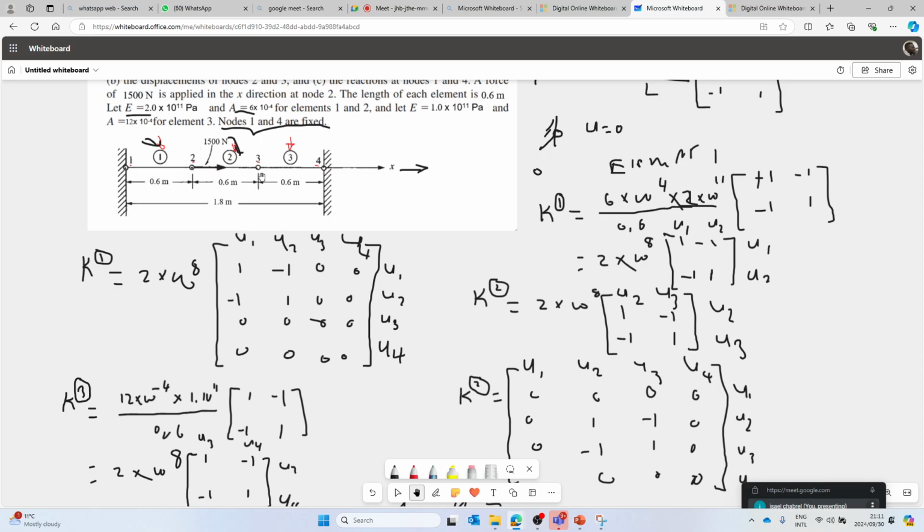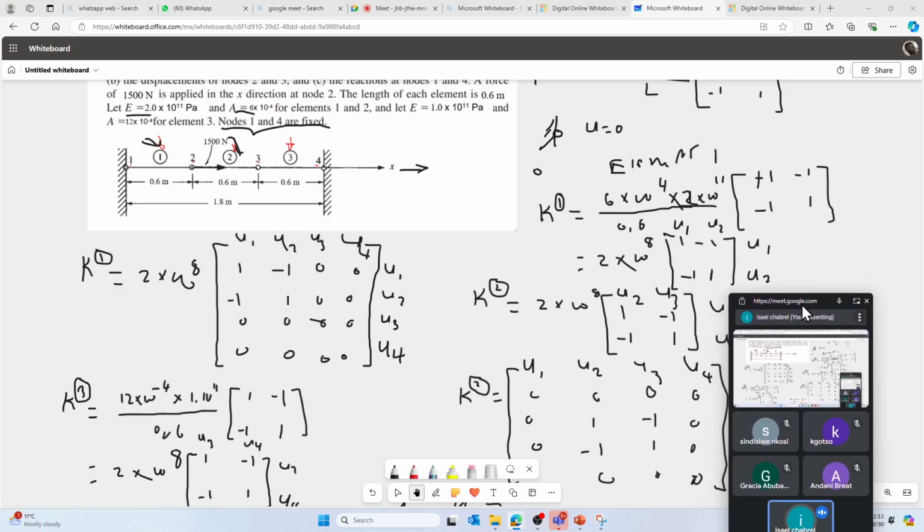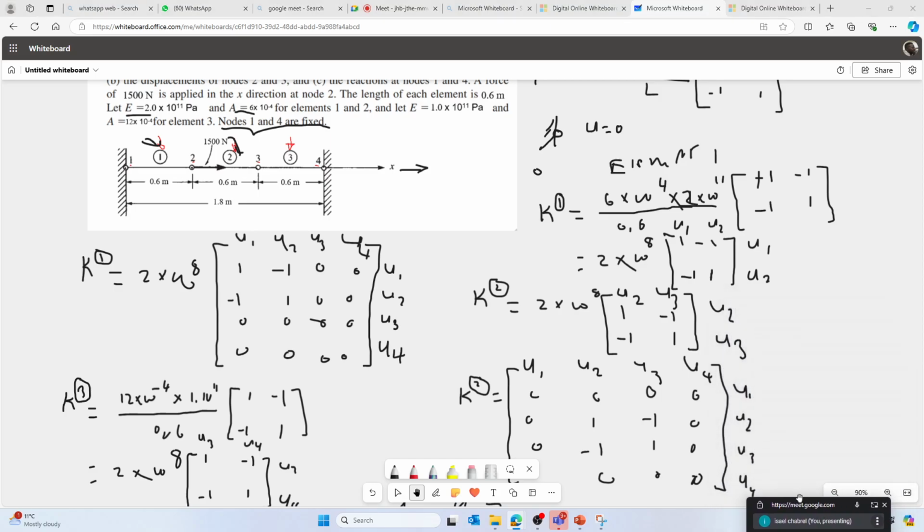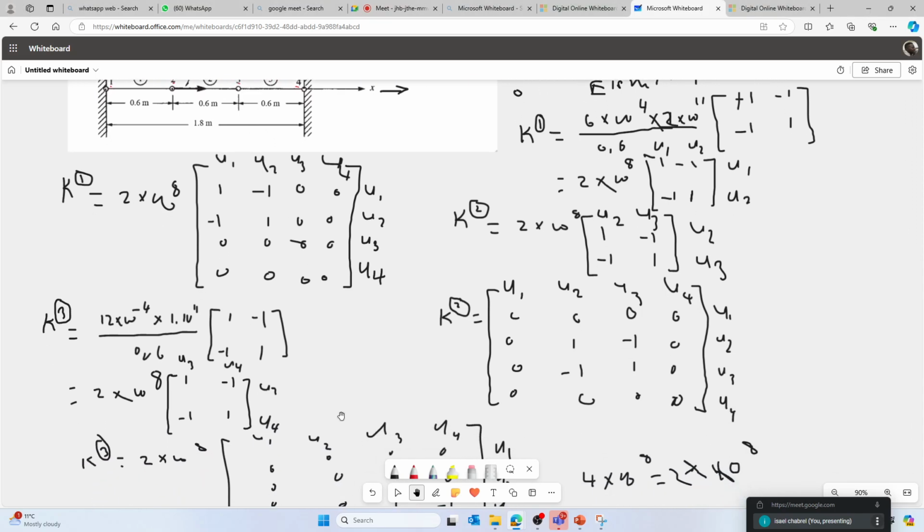At node 3, do you have any force? Let me see. You guys are still with me. At node 3, do you have any force? No. So it means the force there is 0.